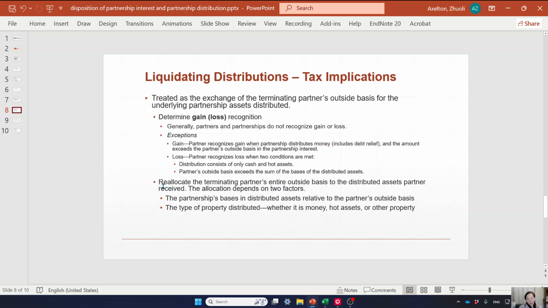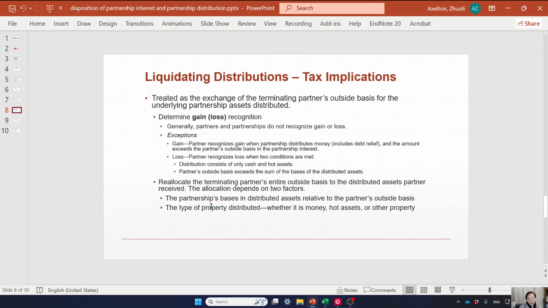And the third step is if there's other property in addition to the cash and hot assets distributed, the partner can reallocate the entire outside basis to the distributed assets the partner received. The allocation will depend on two factors: whether the partnership's basis in the distributed assets is more or less relative to the partner's outside basis, depending on what it is.